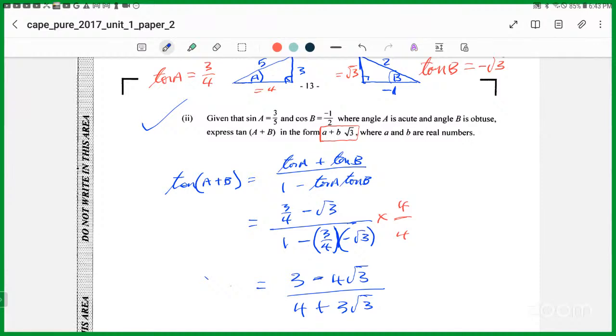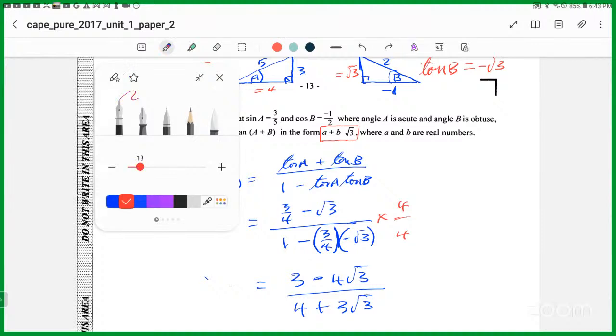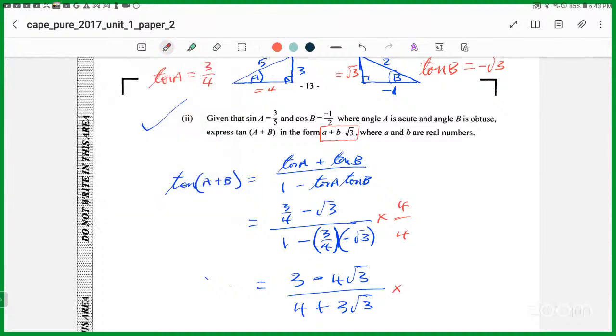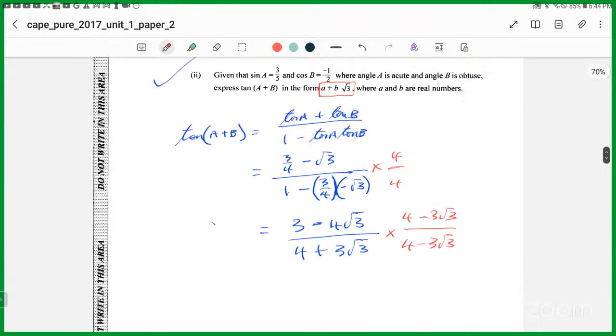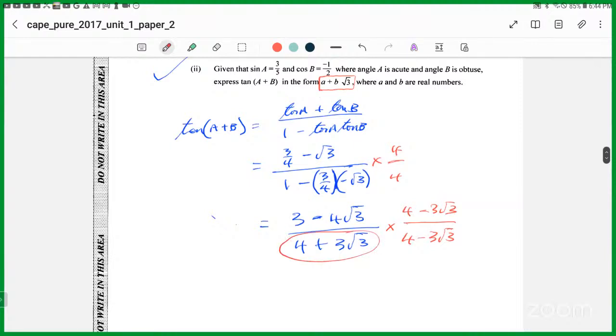Yes, sir. Good. But I don't want this under the denominator, so we need to rationalize this denominator to be able to get an expression like that. We have to rationalize the denominator. So we need to multiply by the conjugate. We want to multiply numerator and denominator by the conjugate of it, which is 4 minus 3 root 3 over 4 minus 3 root 3. So we'll generate the difference of 2 squares on the denominator. All right, let's go now.